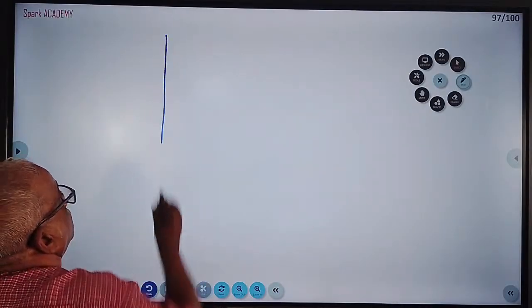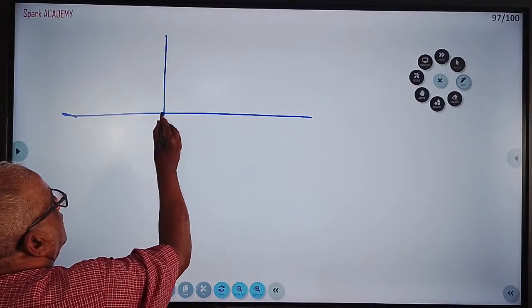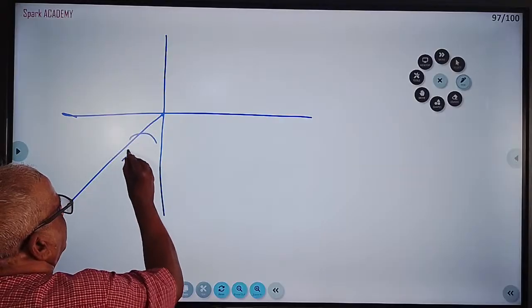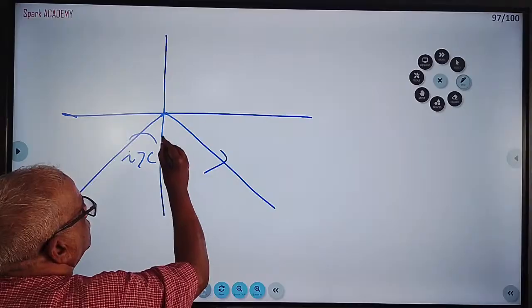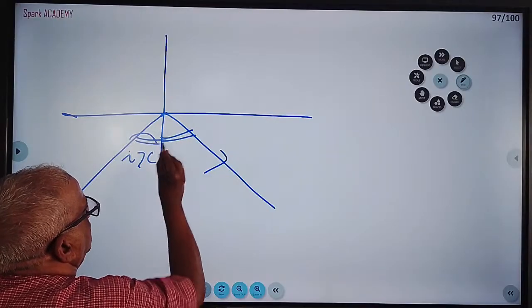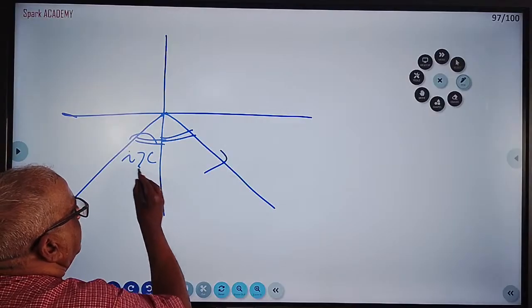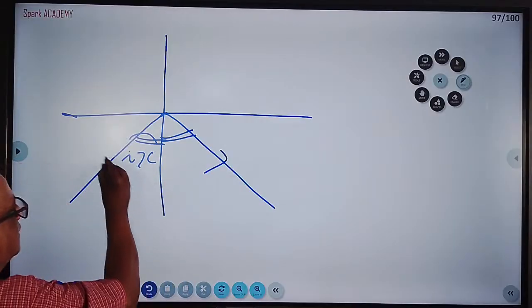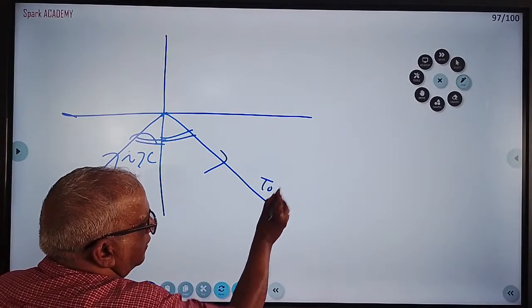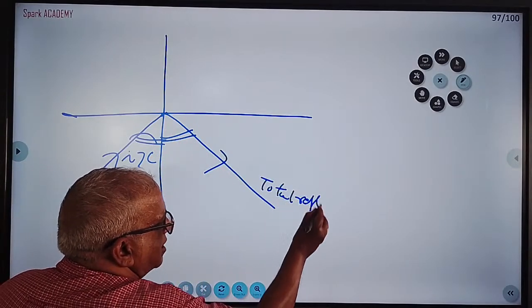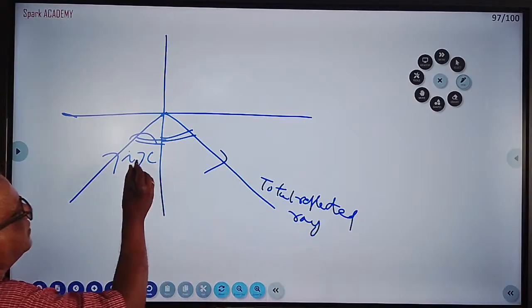The TIR diagram, you can draw like this. So angle of incidence, let us say, is greater than critical angle. The ray will reflect back to the same medium. This angle and this angle will be equal. Angle of incidence is equal to angle of reflection. This is the incident ray, this is the reflected ray. This is called the totally reflected ray.